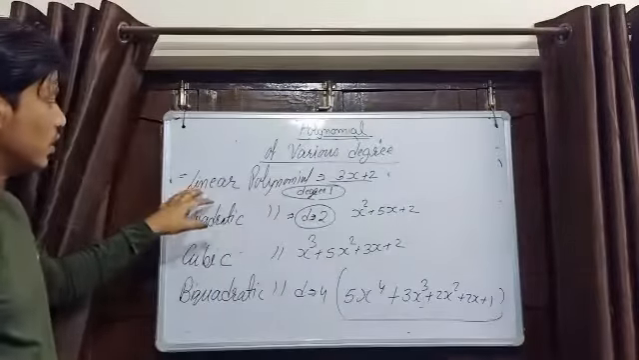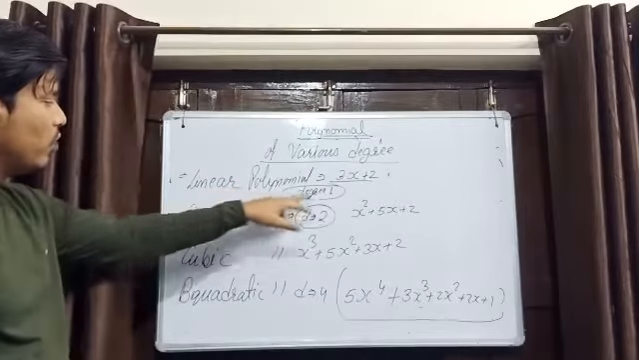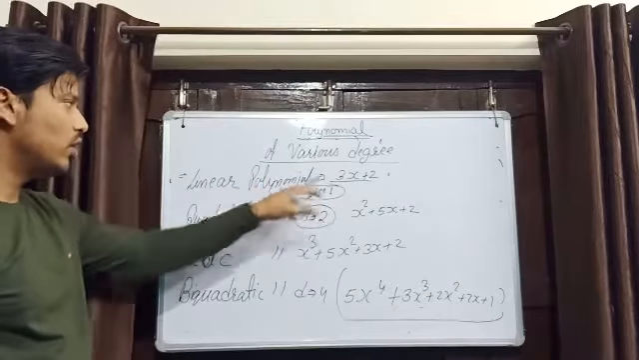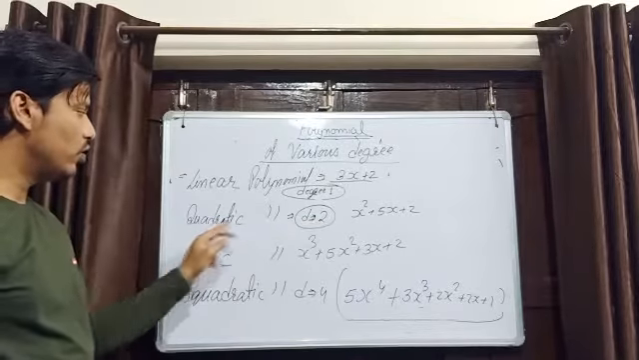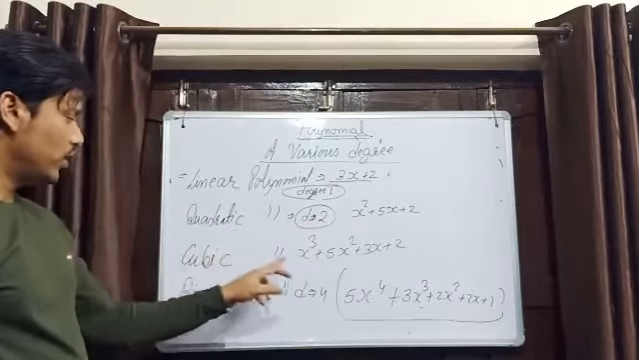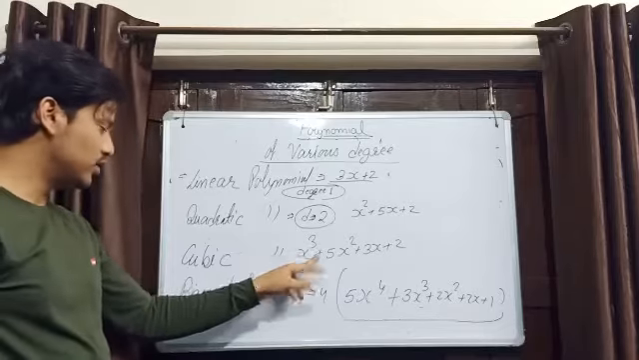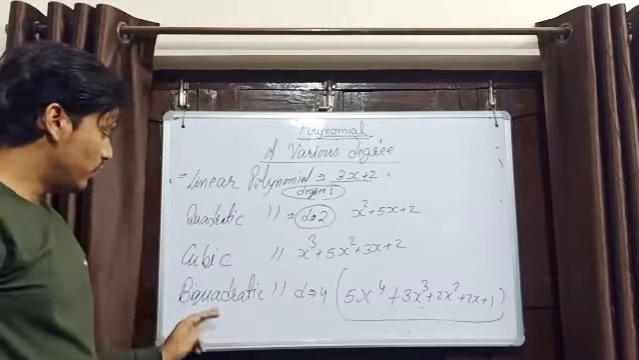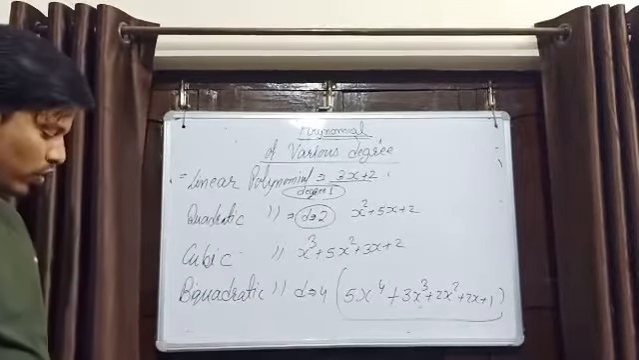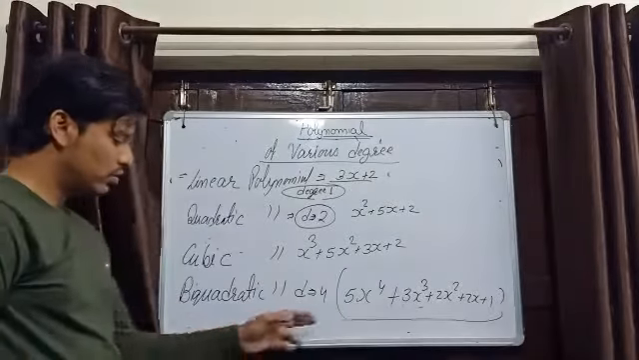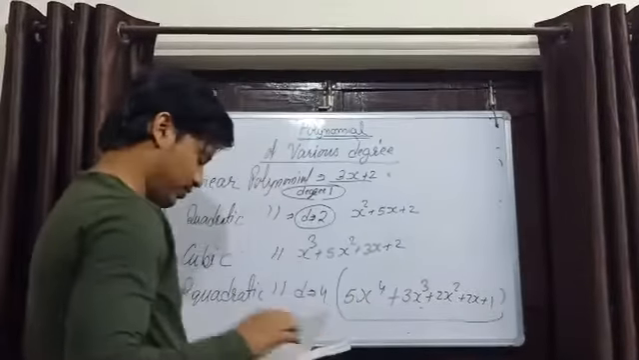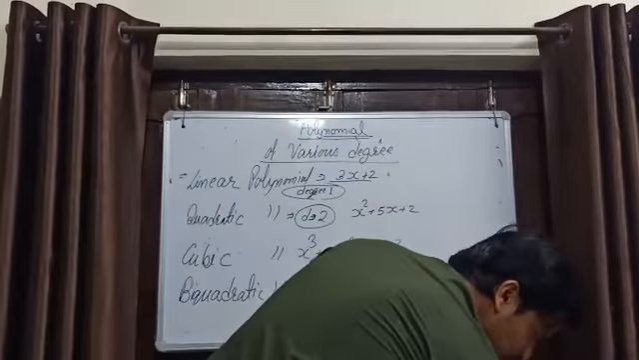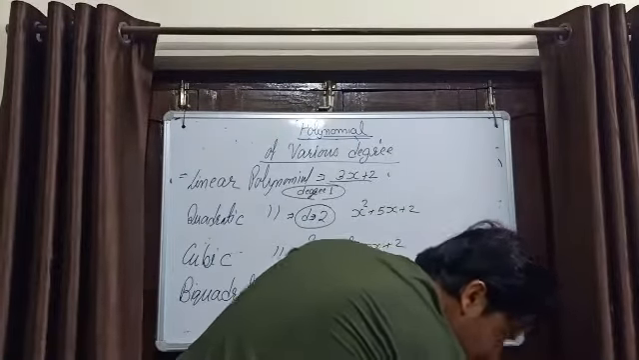One more time, what is a linear polynomial? A polynomial of degree 1 is called a linear polynomial. A polynomial of degree 2 is called a quadratic polynomial. A polynomial of degree 3 is called a cubic polynomial. And a polynomial of degree 4 is called a biquadratic polynomial. I think this is the basic of polynomials.